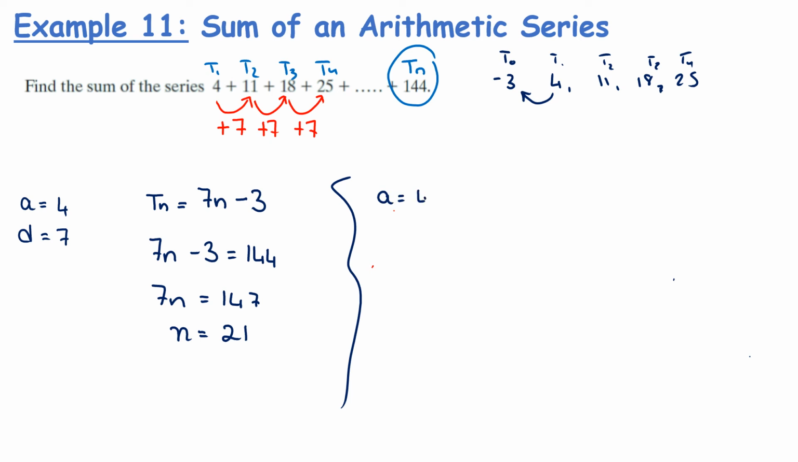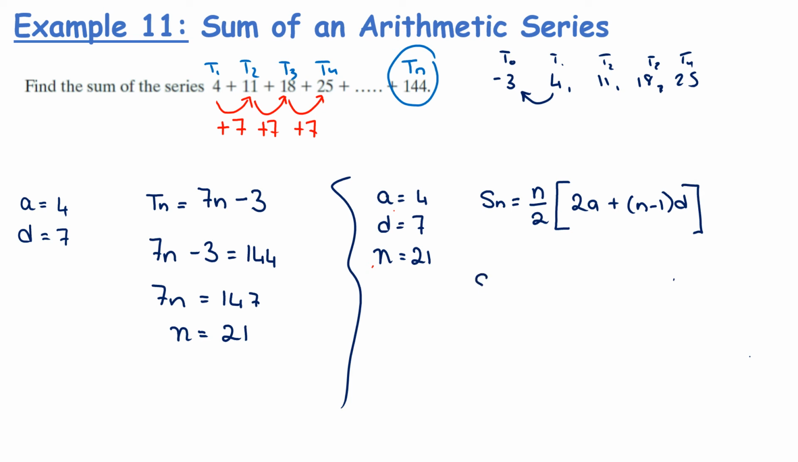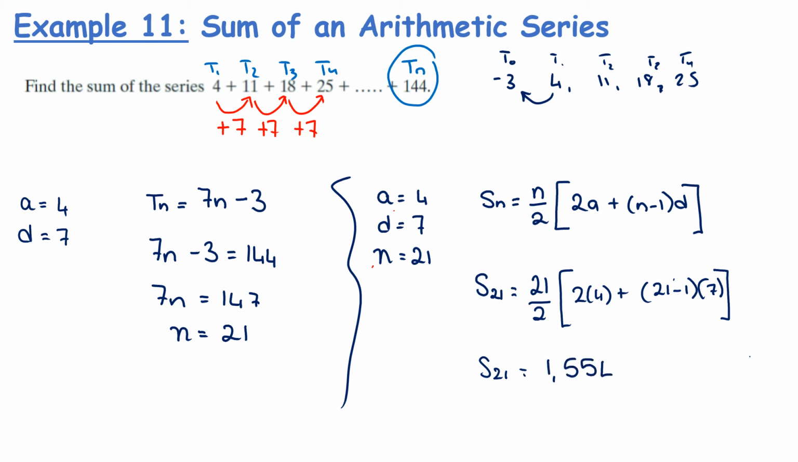So my sum formula needs a, it needs d, but it also needs that n. So the formula is Sn, the sum of the first n terms, is n divided by 2 times (2 times a plus (n minus 1) times d). Subbing that all in, I'm not doing Sn, I'm doing S21, the first 21 terms. I get 21 over 2 times (2 times 4, plus (21 minus 1) times 7). And because these are all numbers, that can go straight into the calculator, and we get 1,554.